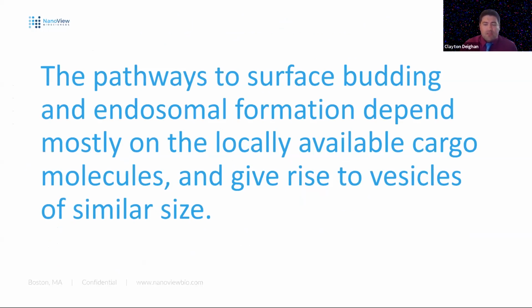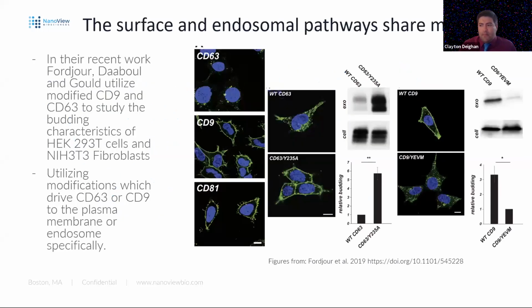So microvesicles versus exosomes, endosomal, surface budded. What we'll claim here is that the pathways to surface budding and endosomal formation depend mostly on the available cargo molecules at the site of formation, and that indeed, think back to the table. What we're going to show here is that both of these pathways give rise to vesicles of similar size. So surface and endosomal pathways share mechanisms.